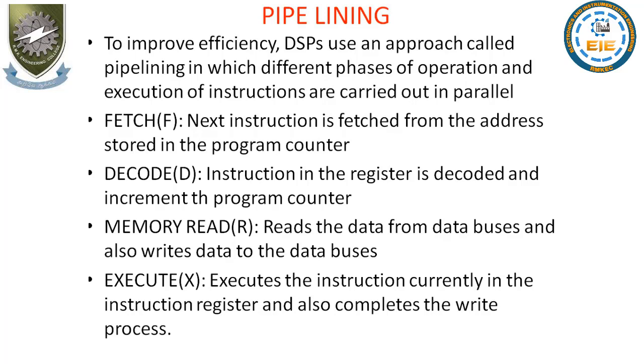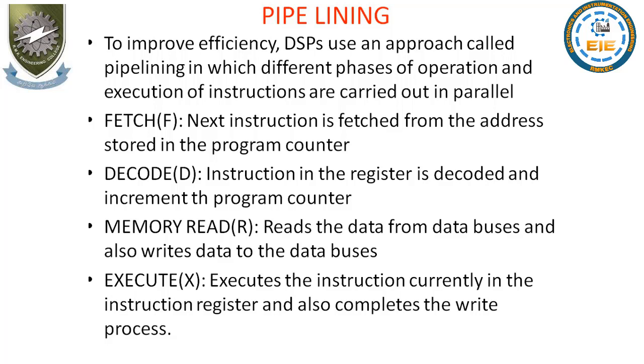Pipeline. Most of the early microprocessors executed instructions entirely sequentially. After the execution of the first instruction, the next one starts. The problem with this is that it is extremely inefficient, since the second instruction has to wait until all the steps of the first instruction are completed. To improve the efficiency, advanced microprocessors and digital signal processors use an approach called pipelining, in which different phases of the operation and execution of instructions are carried out in parallel.